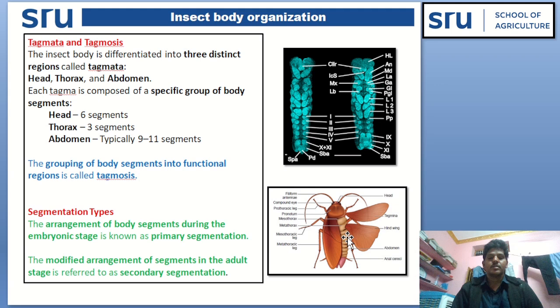Segmentation types. Primary segmentation and secondary segmentation are there. Primary segmentation means the arrangement of body segments during the embryonic stage. Then what do you mean by secondary segmentation? The modified arrangement of segments in the adult stage is known as secondary segmentation.